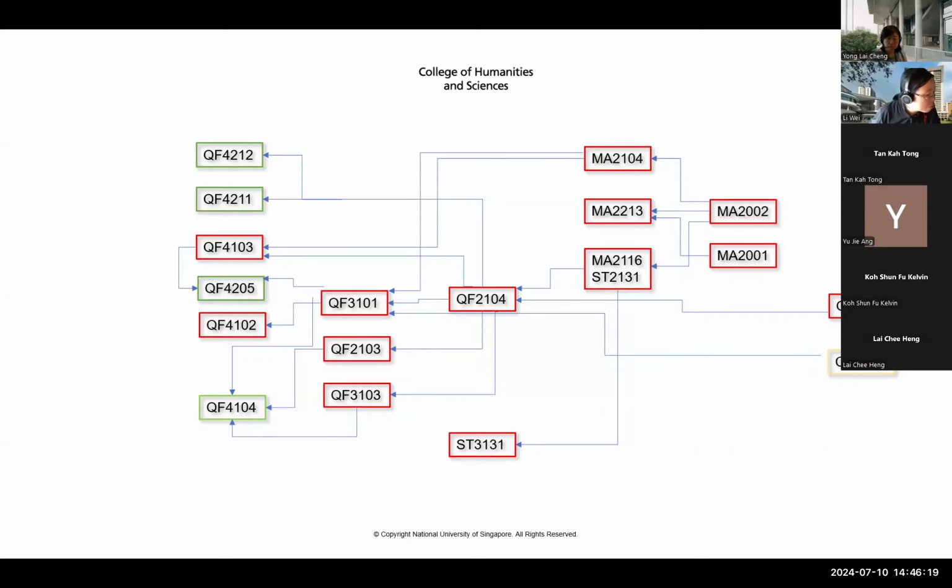If in year one, semester one, I take the MA 1301 and declare QF as a major, will QF 1100 be pre-allocated? Lai Ching, please correct me if I'm wrong. I don't think QF 1100 is ever pre-allocated. When I taught it, there was no pre-allocation, so you still need to bid for it. Yeah, that's right. Okay.